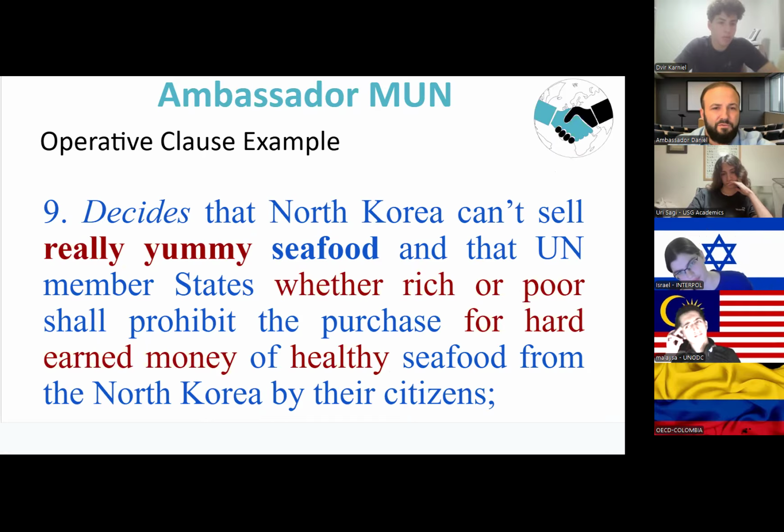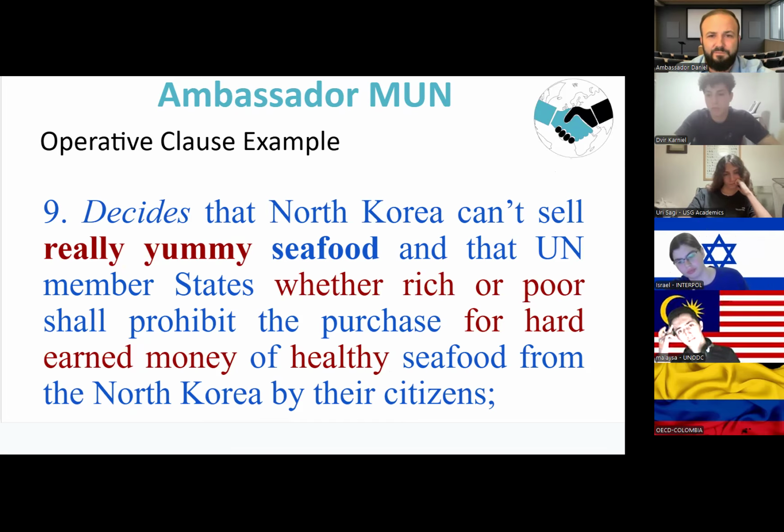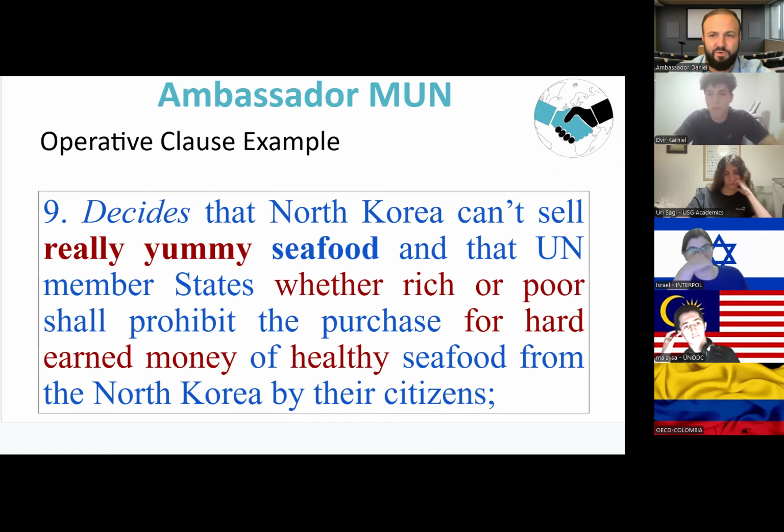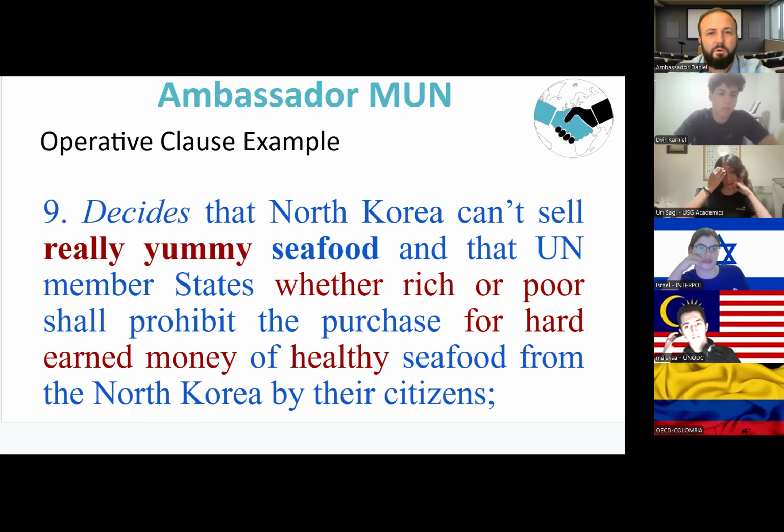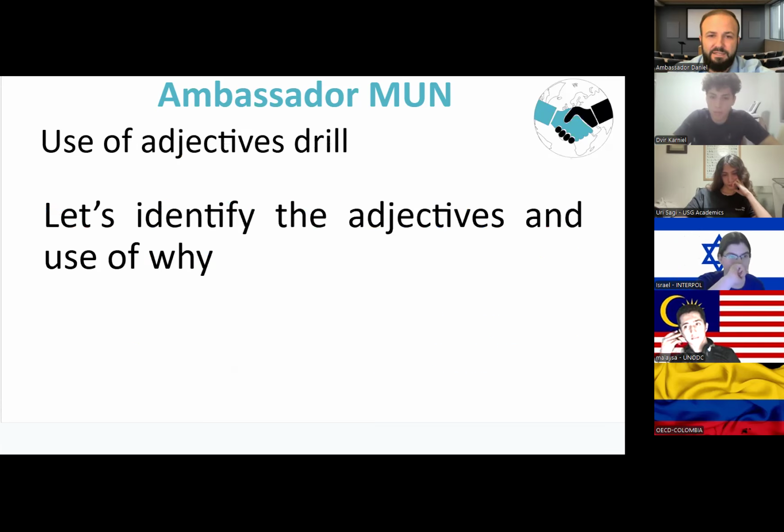Okay, wonderful. Very good. Thank you very much, USA. We can see here that this looks kind of silly, really yummy, whether rich or poor, but people do write like this because we're taught to in most other places. Keep it clean, keep it neat, keep it short. All right, let's see if we can identify the adjectives and the use of why in clauses, seeing these examples.